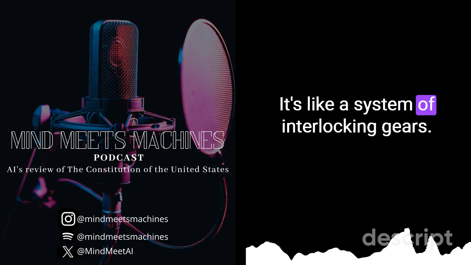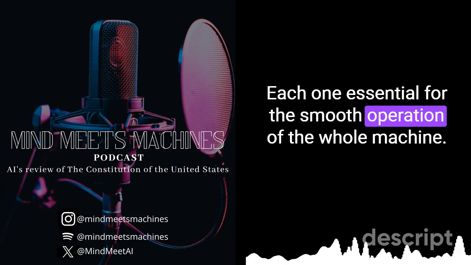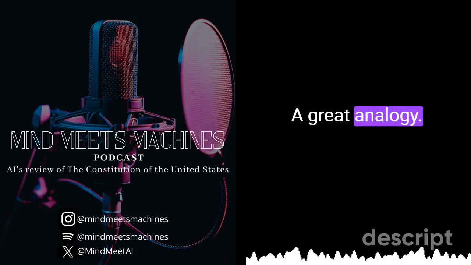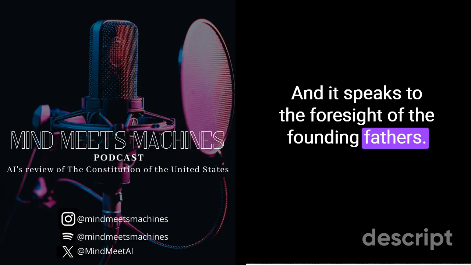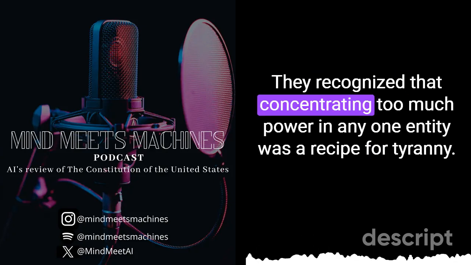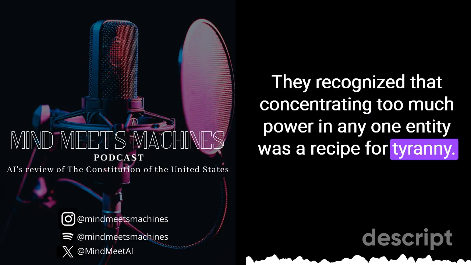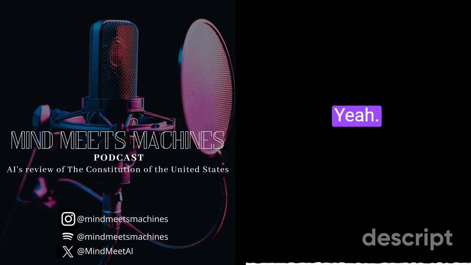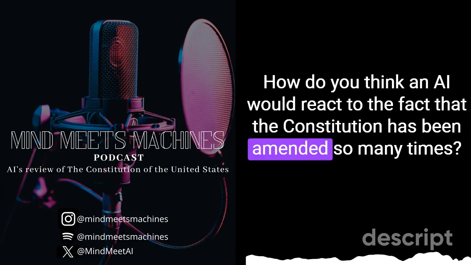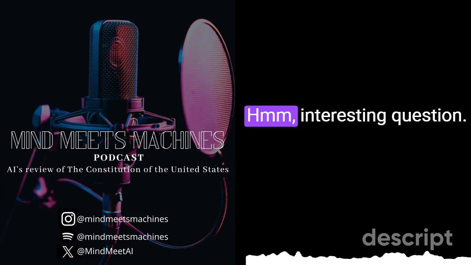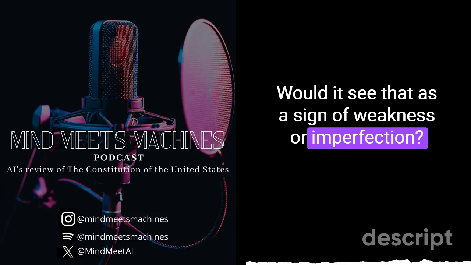Precisely. It's like a system of interlocking gears, each one essential for the smooth operation of the whole machine. A great analogy. And it speaks to the foresight of the Founding Fathers. They recognized that concentrating too much power in any one entity was a recipe for tyranny. How do you think an AI would react to the fact that the Constitution has been amended so many times? Would it see that as a sign of weakness or imperfection?